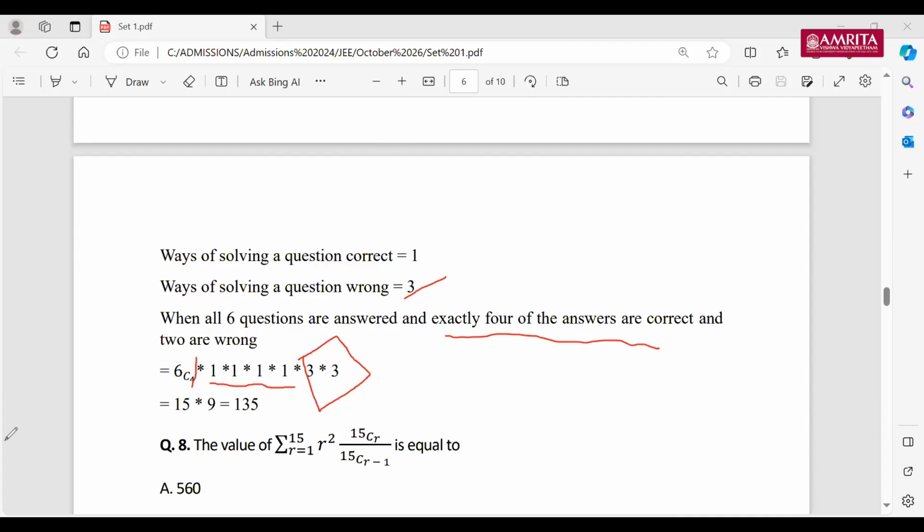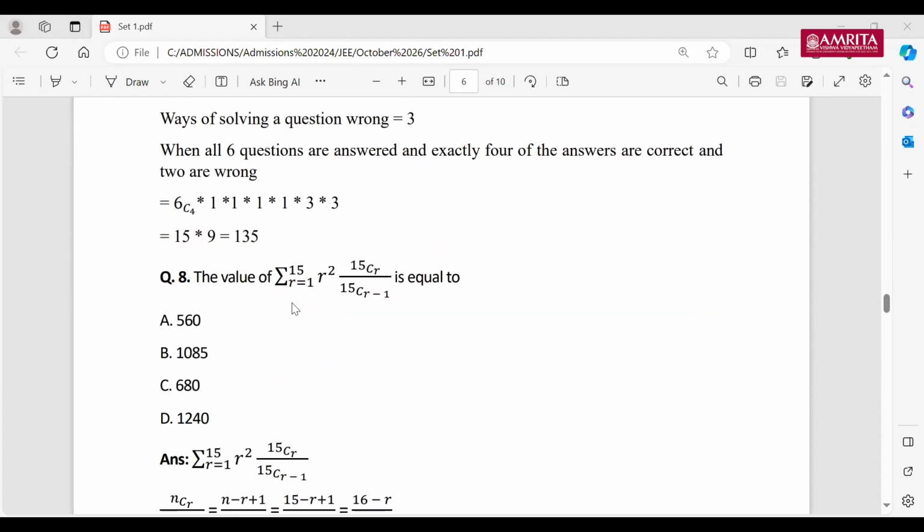You just need to reread this question once again. All the 6 questions they are answering, and exactly 4 of them are correct and 2 of them go wrong. So the arrangement will be 6C4, and for those 4 questions, the ways of answering correctly is 1. So multiplied by 1, it's the same thing, but you'll just consider the ways of answering a question wrong. And here there are 2 questions after the 4, and that's 3 into 3, that's 9, and you got the answer as 135. Okay, I think we'll move forward.